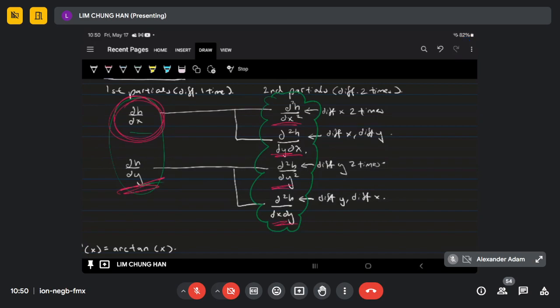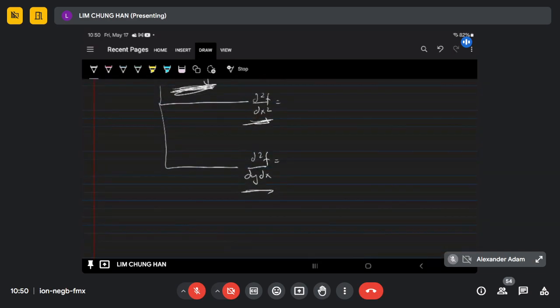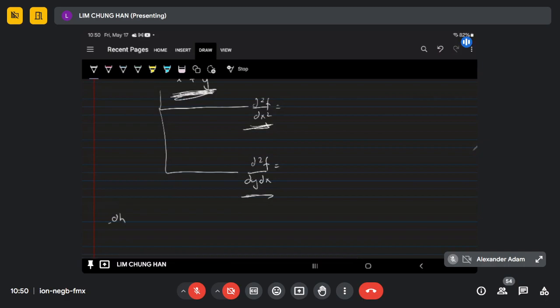So, Doctor, can you just help us to do dh over dy, or just show us how? What, this one? Yeah, this one. Okay, yeah, sure. So I will help you look for all the first partials. The other first partial is dh over dy, so you are differentiating against y.